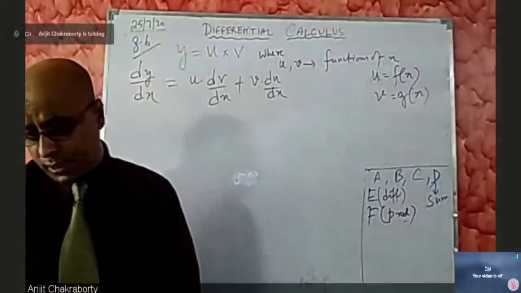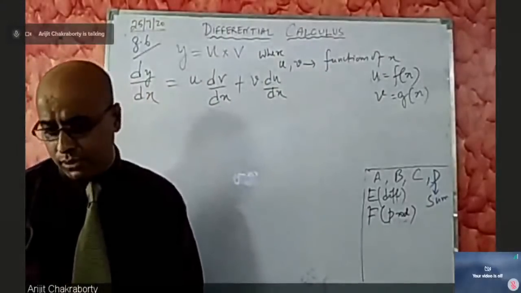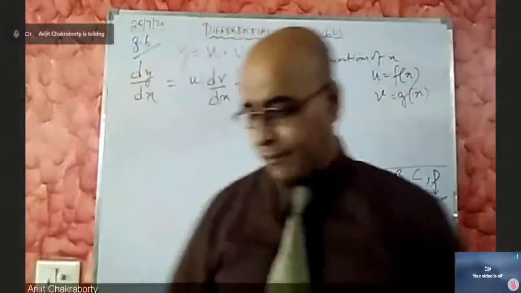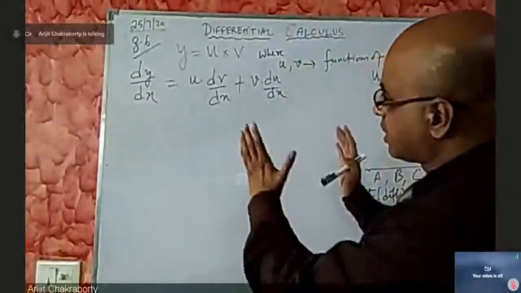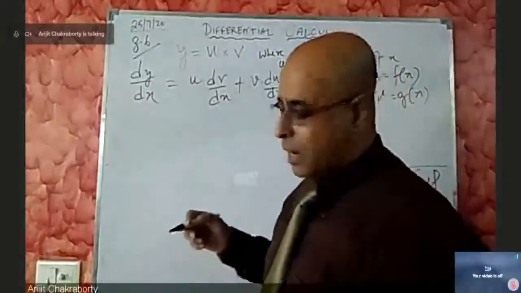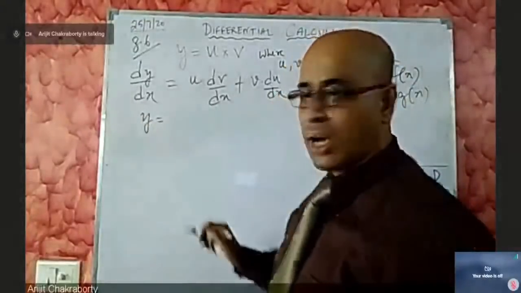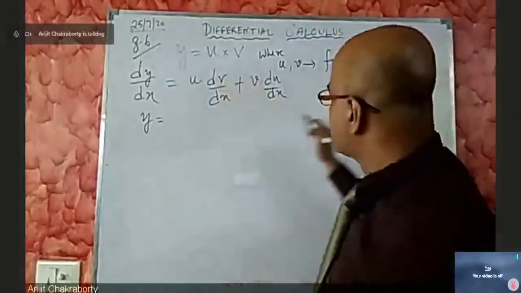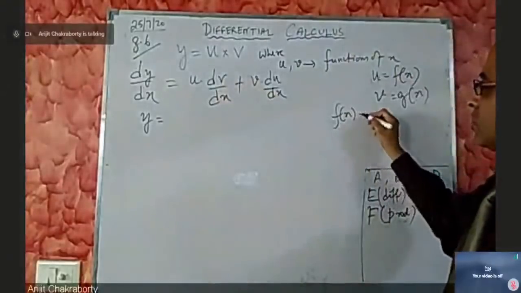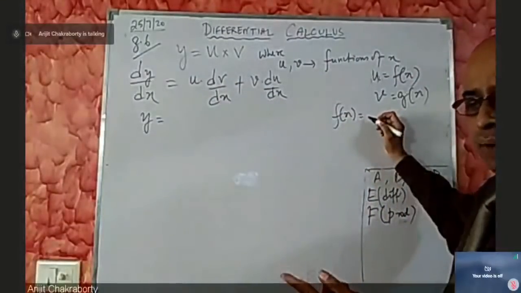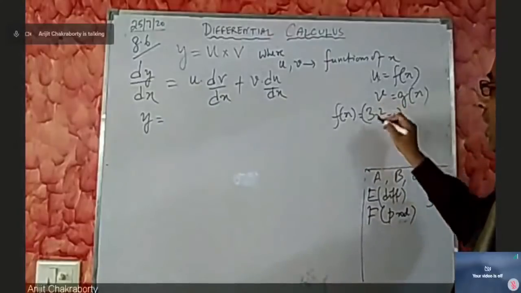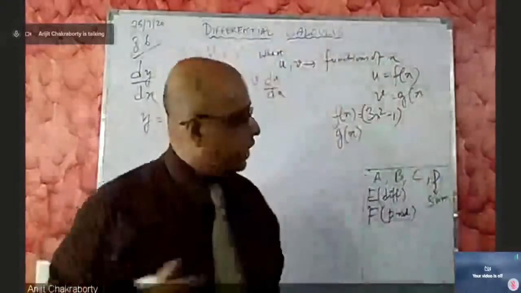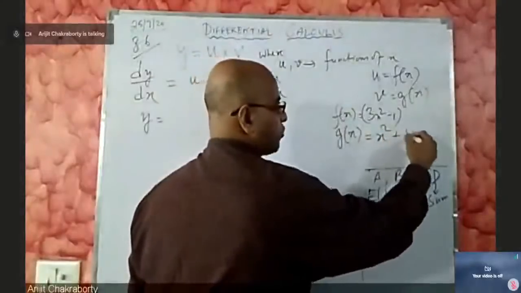So let us try and take an example on this. Okay. Let me take this one. Say we want to find out, say y is equal to a function of two, it's a product of two functions. So say I write here, fx is equal to 3x square minus 1, and the other function gx is equal to, let's put it this way, x square plus 5x plus 2.